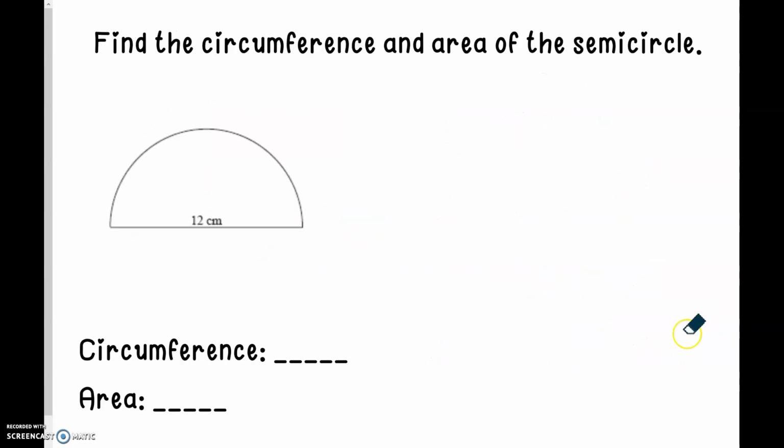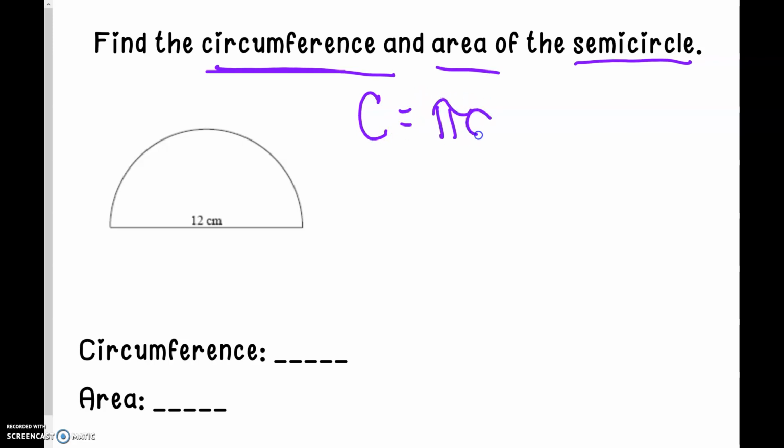So we've got a semicircle here, and they want us to find both the circumference and the area. Let's start with our circumference, and then we'll go on to area. With circumference, we'll deal with the semicircle part in a second. You can tell it's only half of the circle, and we'll deal with that at the end, but let's focus on circumference. So C equals, and since they give us the diameter, we're going to use pi times diameter rather than pi times 2r.